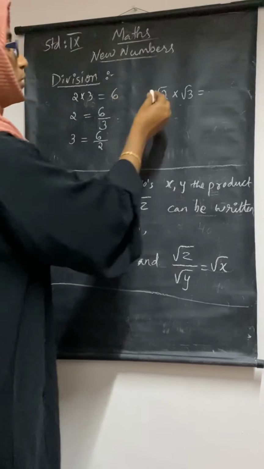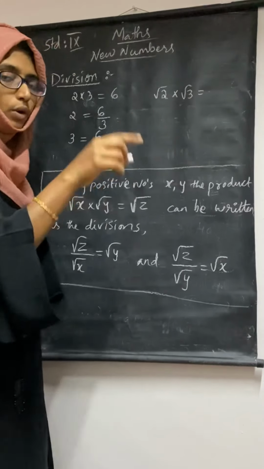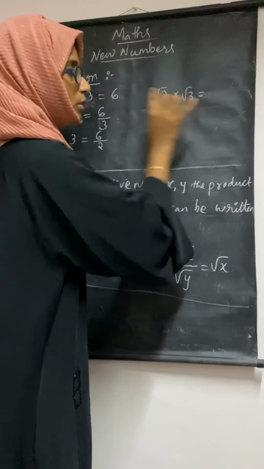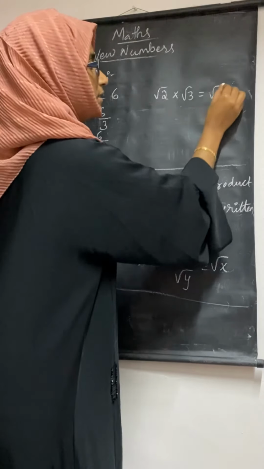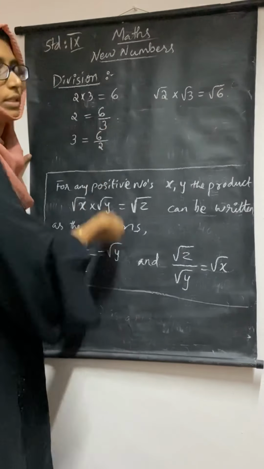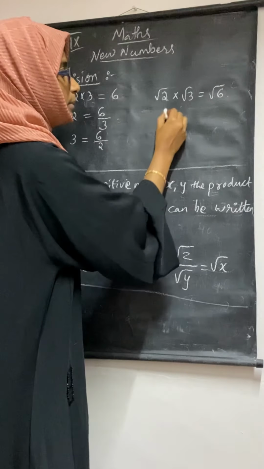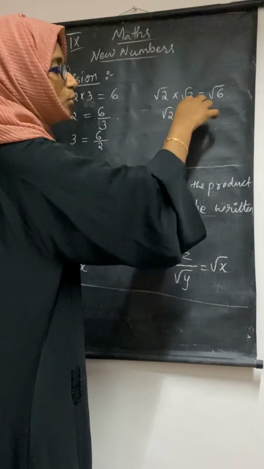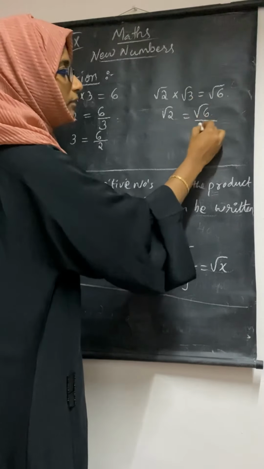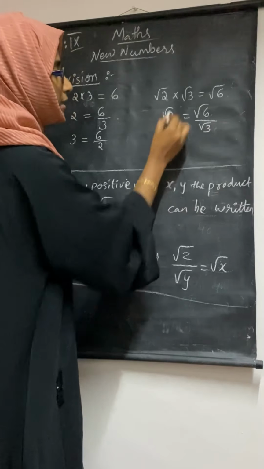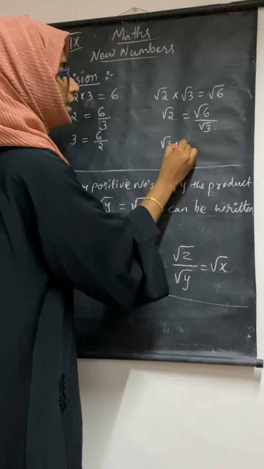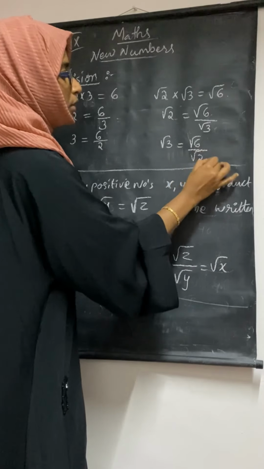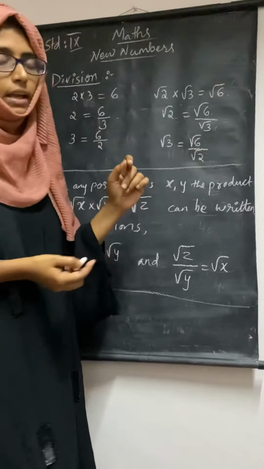What happens here? Square root of 2 into square root of 3. Already you have seen the multiplication. Multiplication means what? Square root of 2 into 3. 2 into 3 is 6, so square root of 6. I want to do the same as a division. If I keep the square root of 2 here, this side you have square root of 6. Root 3 I want to bring here, so it will be divided by square root of 3. And the same if I keep root 3, I can write it as square root of 6 by square root of 2. So the answer we get this way.